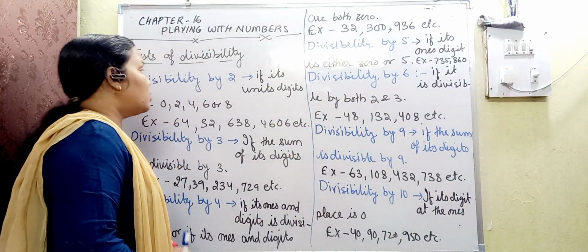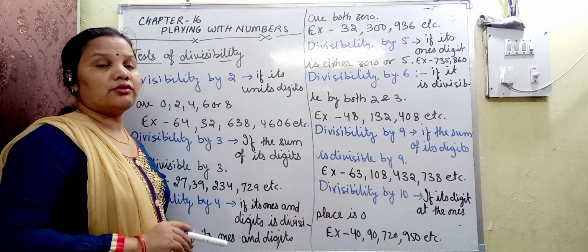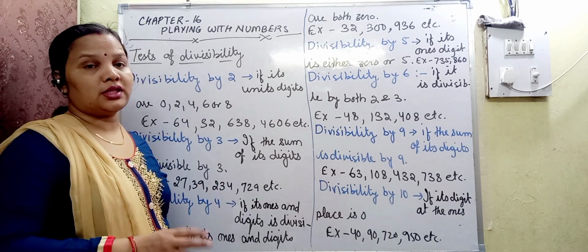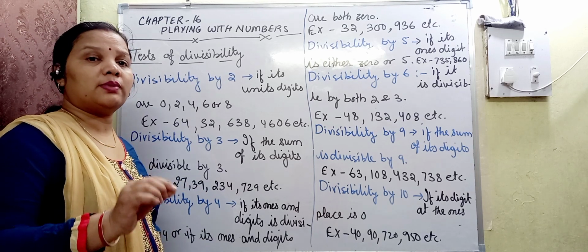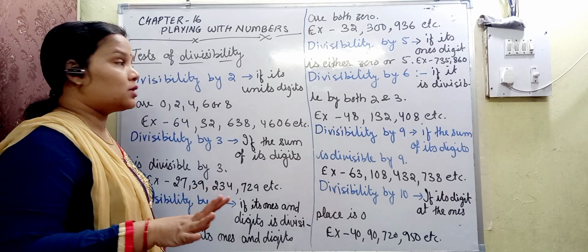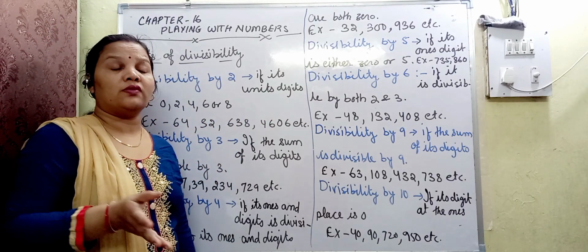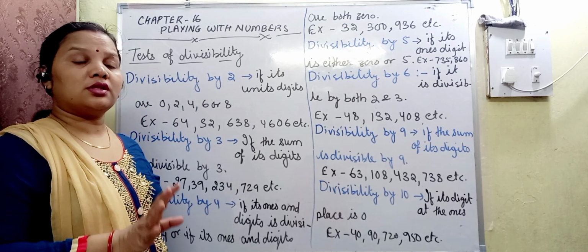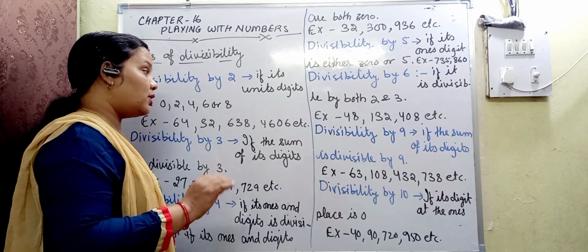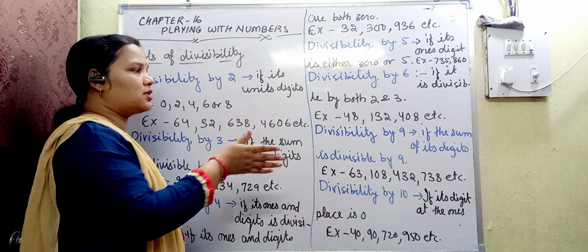Okay, so look here. The first is divisibility by 2. So you have to find out whether a given number is divisible by 2 or not. So what is the condition? If any number is divisible by 2, the first criterion is what? Its units digit is 0, 2, 4, 6 or 8, or we can also say that the number should be an even number. Then only those numbers are divisible by 2. So examples are 64, 32, 638, 4606, etc.